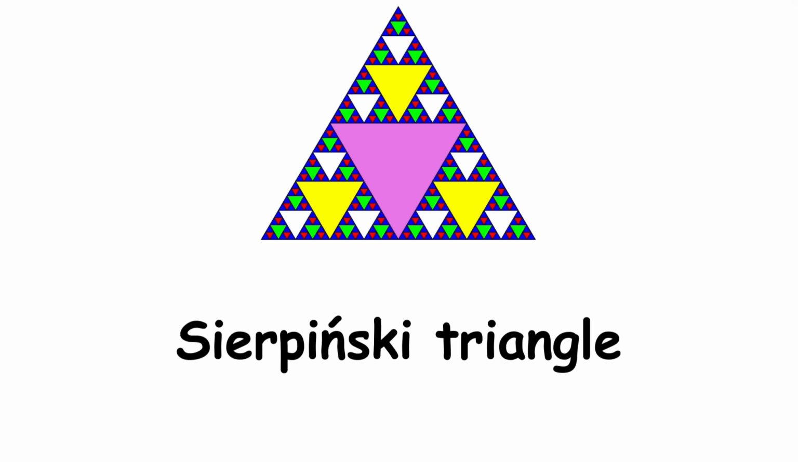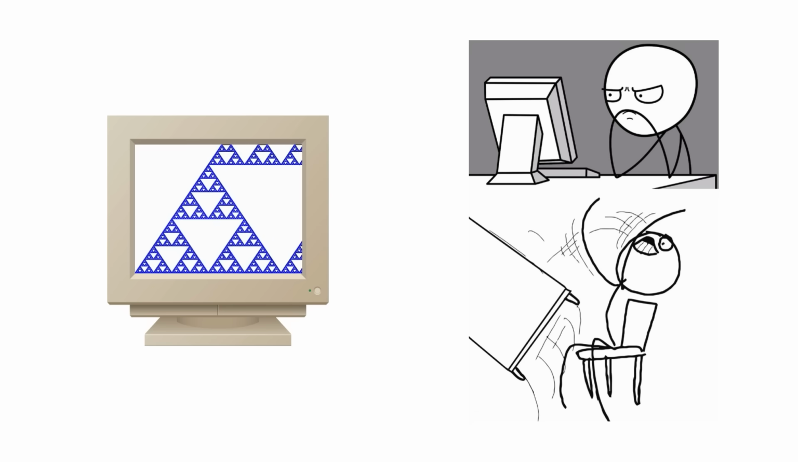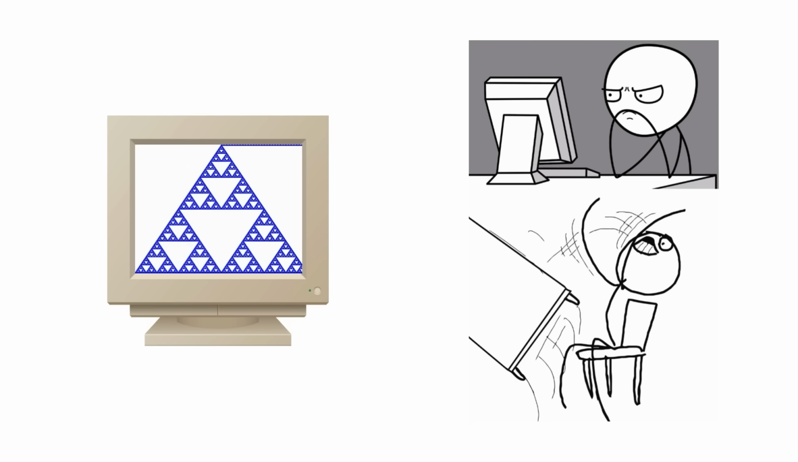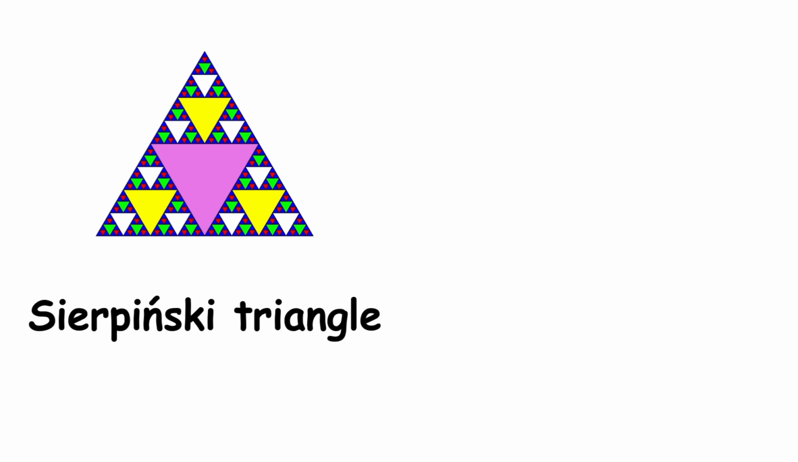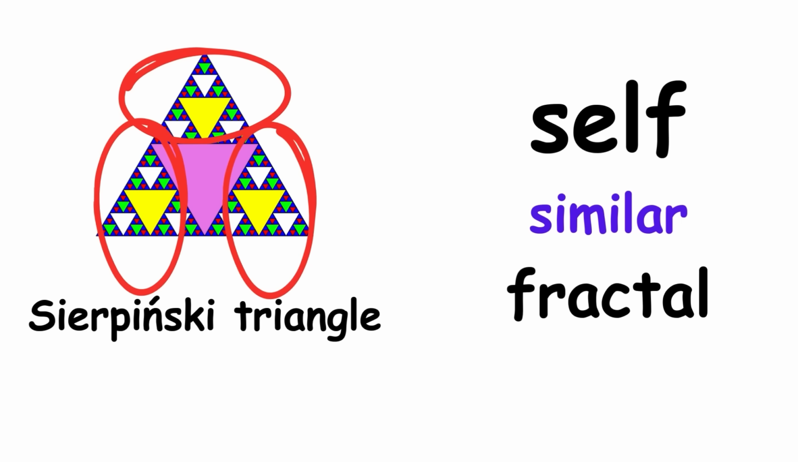named after Polish mathematician Wacław Sierpiński. The Sierpiński triangle is an example of a fractal, which is essentially a shape that has infinite detail. No matter how far you zoom in, it never smooths out. In particular, the Sierpiński triangle is a self-similar fractal. It is composed of three smaller copies of itself.